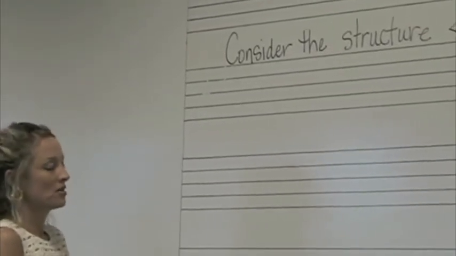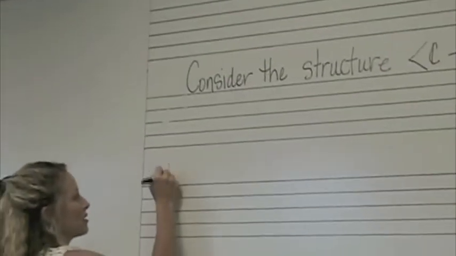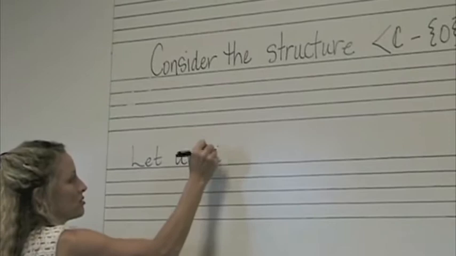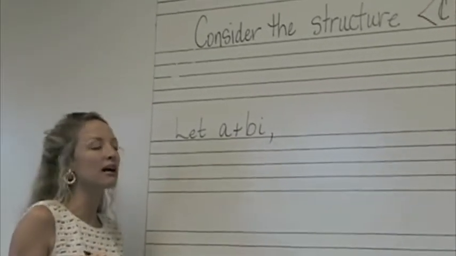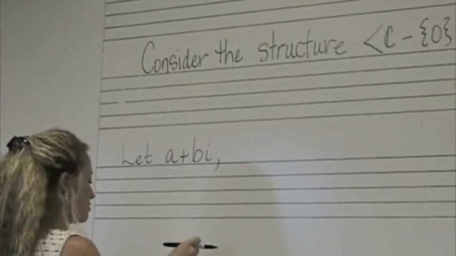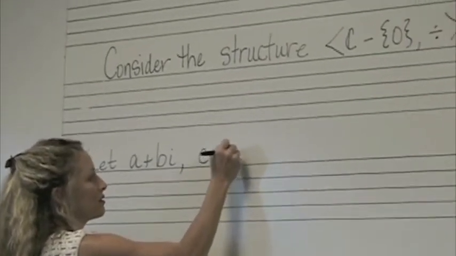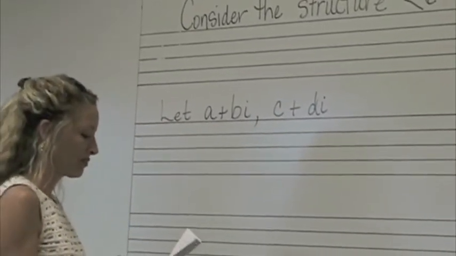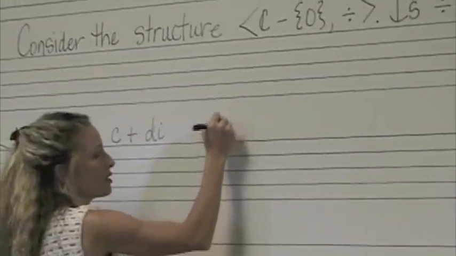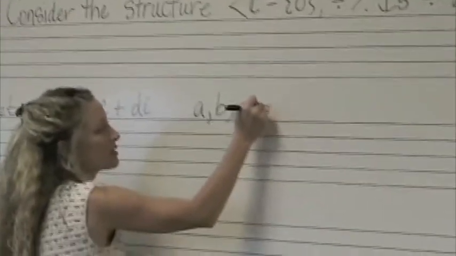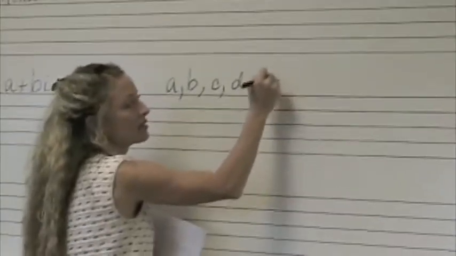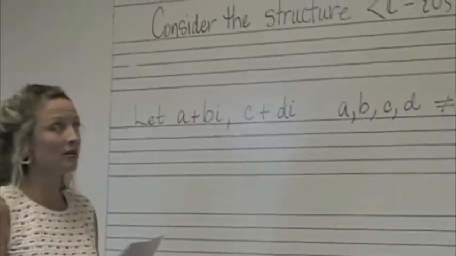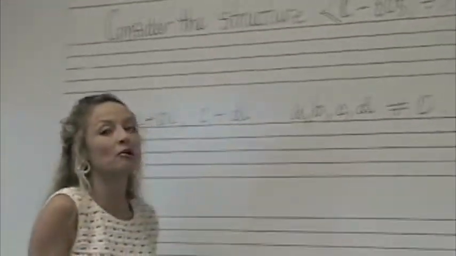Complex numbers are written in this form. So we're going to let a plus bi be a complex number. We're also going to let c plus di be a complex number. Very, very important to know here is that a, b, c, and d are all not equal to 0, minus 0 here. So I took the 0 out.